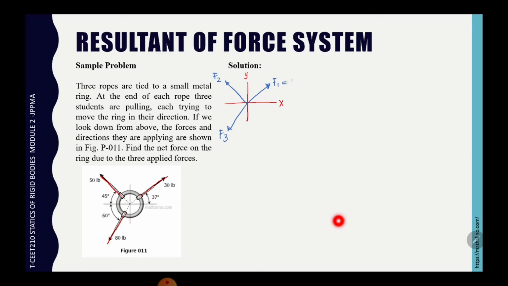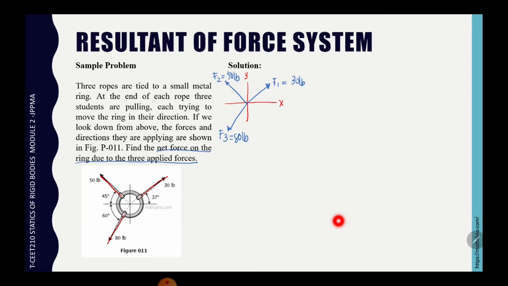Si F1 is equal to 30 pounds. Si F2 is equal to 50 pounds. Si F3 is equal to 80 pounds. So, meron pong forces na nag-act sa X and Y. So, the requirement of this problem is the net force on the ring due to the three applied forces.